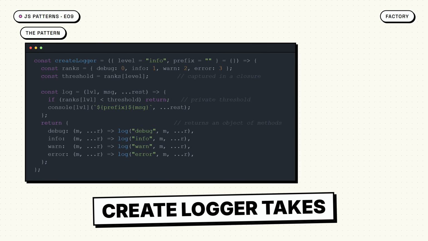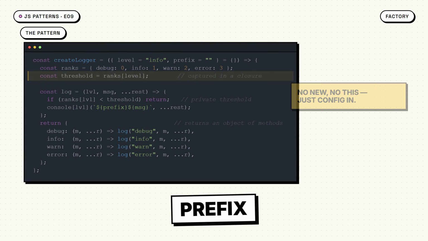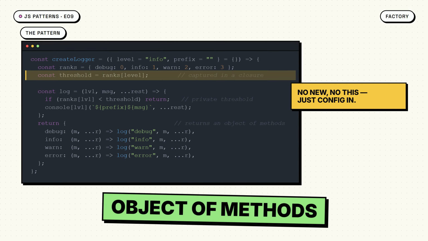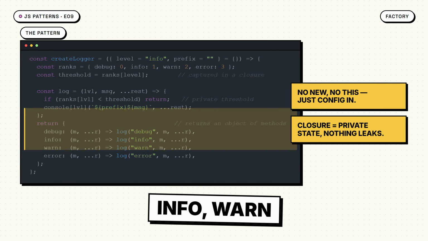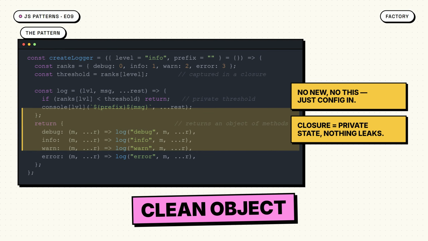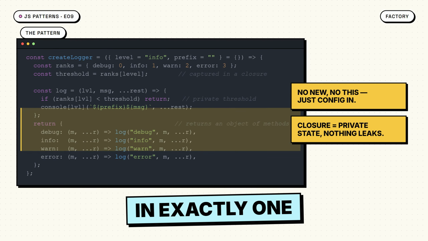Here's the factory. createLogger takes a level and prefix, computes a threshold once, and closes over it. It returns an object of methods, debug, info, warn, error, that all share that private threshold. Callers get a clean object. The wiring lives in exactly one place.